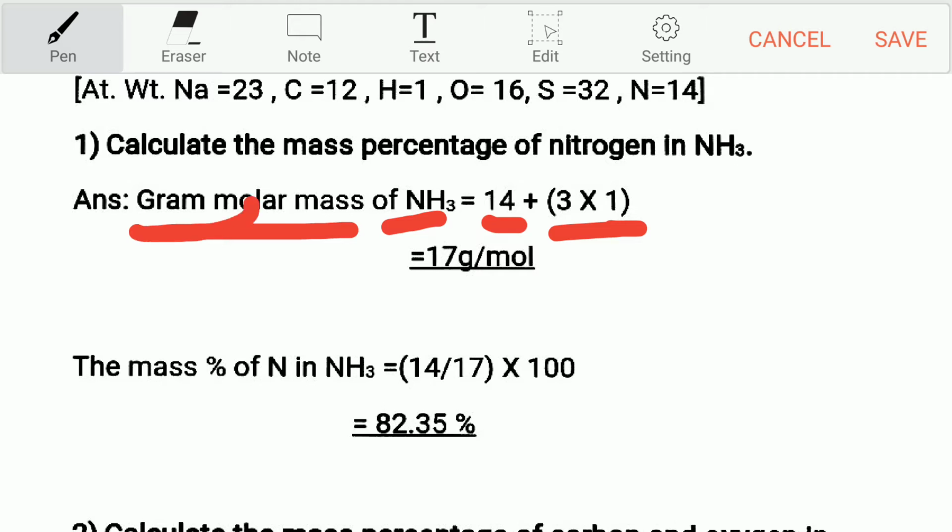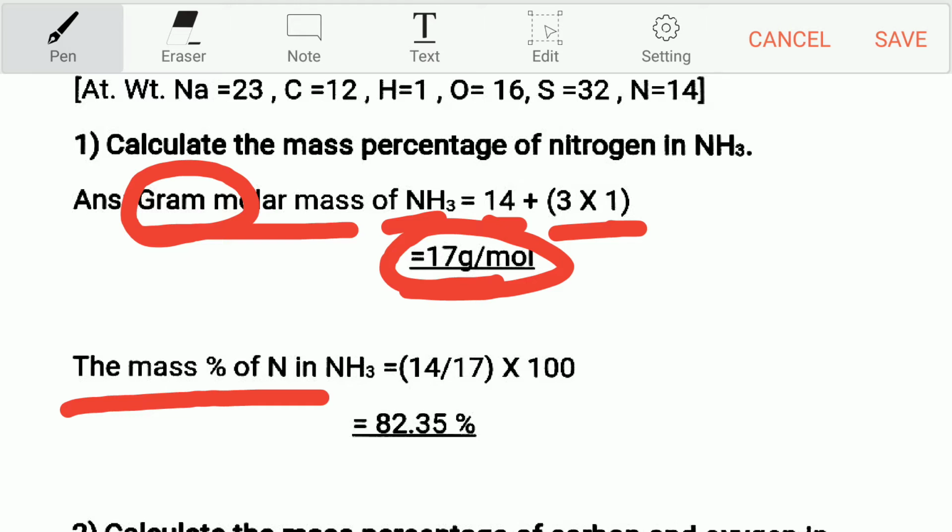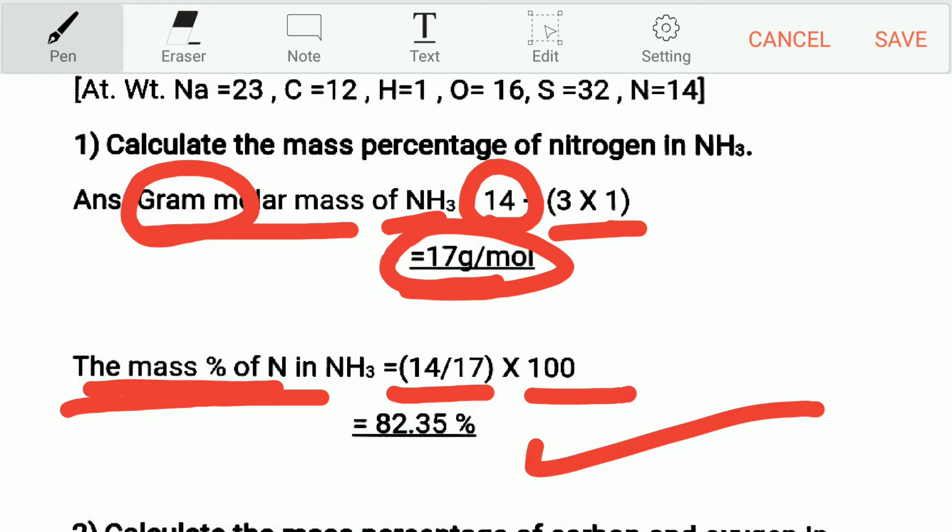Now gram molar mass indicates molar mass in gram, right? So it is 17 gram per mole. Now we'll calculate the mass percentage of nitrogen in ammonia. Out of the 17 gram mass of ammonia, the mass of nitrogen is 14. Therefore, the mass percentage of nitrogen in ammonia is 14, that is mass of nitrogen, divided by total mass of molecule, that is 17, into 100. So 14 divided by 17 into 100, so 82.35%, right? So that's the mass percentage of nitrogen in ammonia.